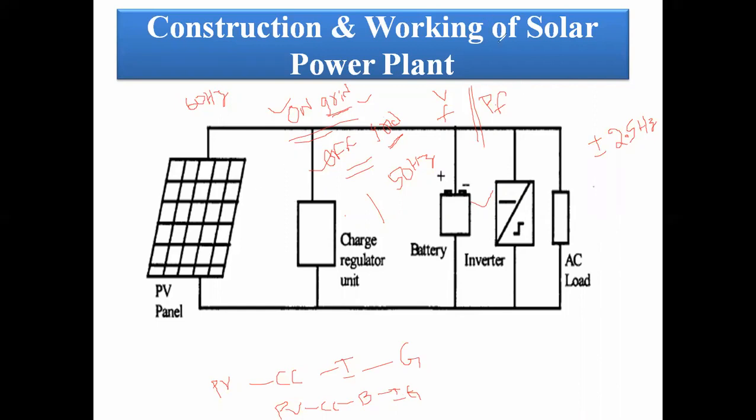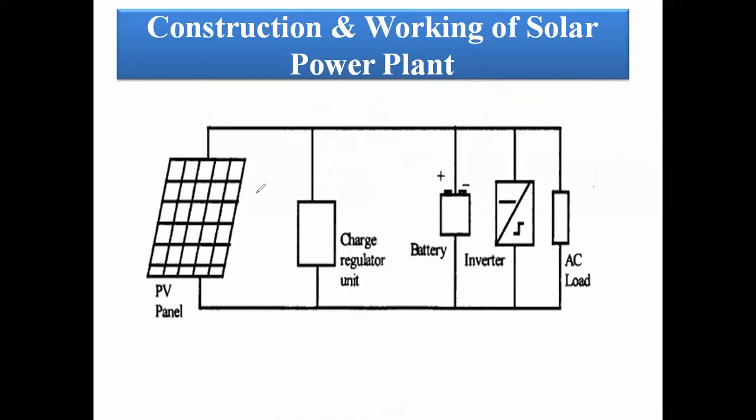In this, how they are generating the power: in the PV panel, the photovoltaic panel, the materials used are of three types. One is monocrystalline, another is polycrystalline, and next is amorphous. For power generation, two of them are used: monocrystalline and polycrystalline.